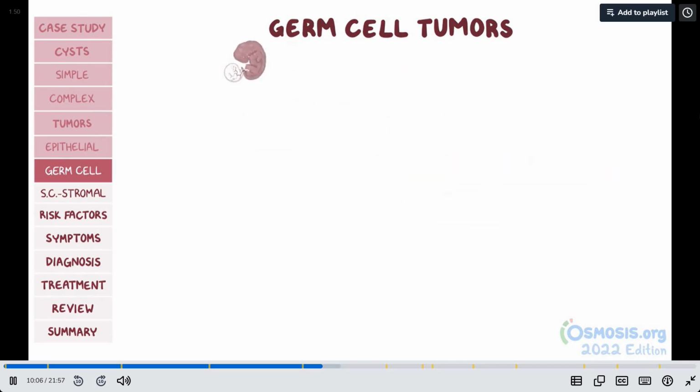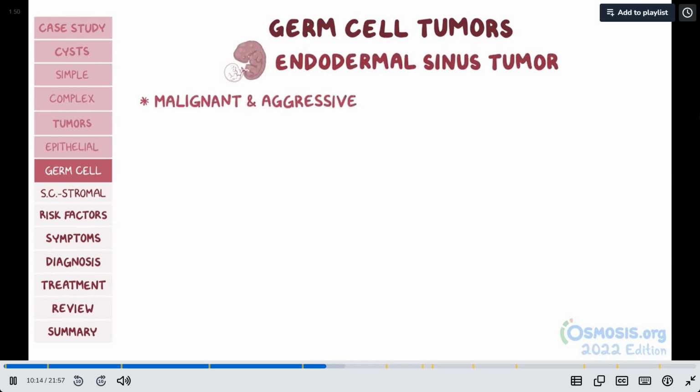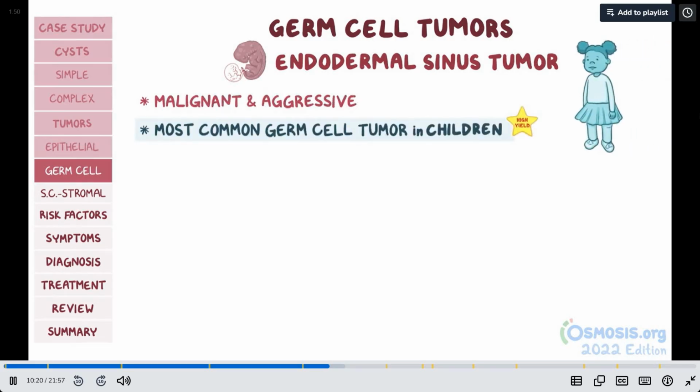The third type of germ cell tumor comes from the yolk sac, and it's called endodermal sinus tumor. Endodermal sinus tumors are malignant and aggressive. What's high yield here is that these are the most common germ cell tumors in children. So if a test question is about a child, especially if they are younger than 3 years old with an ovarian mass, think of yolk sac tumor at the top of your differentials.